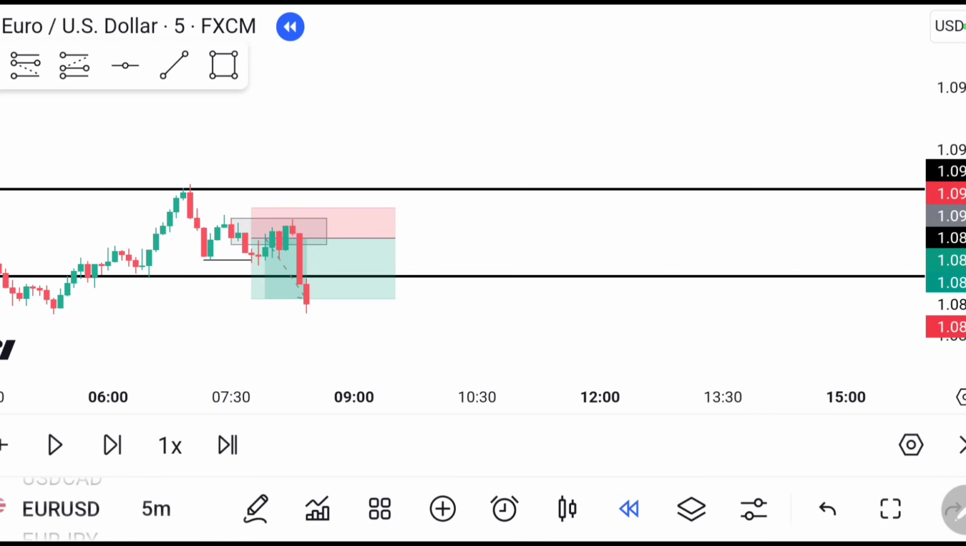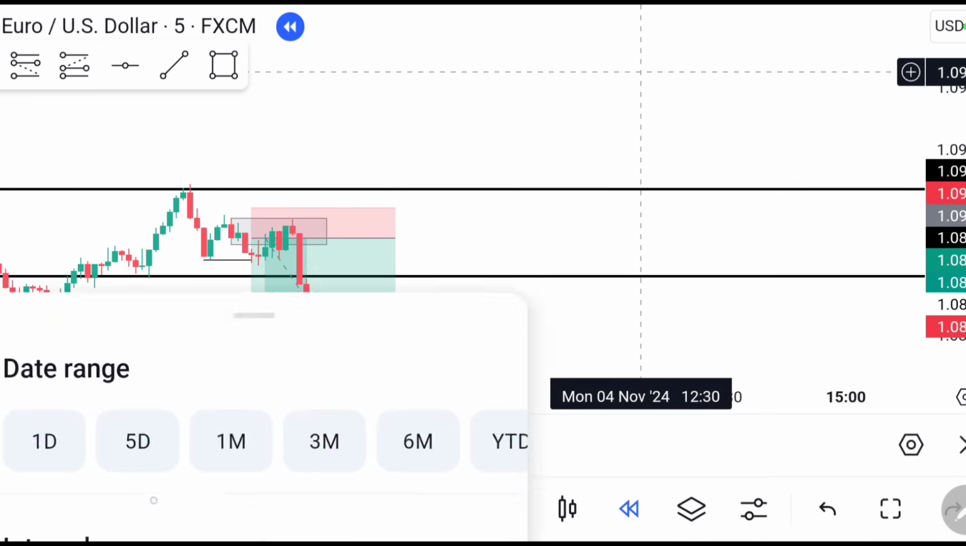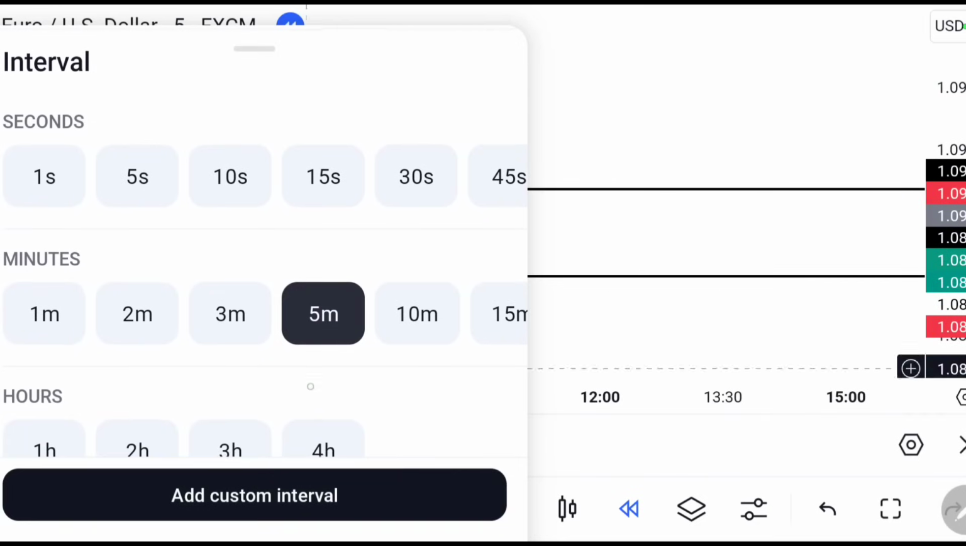You can see how this setup played out so beautifully. This is the candle range. This is our sweeping candle, on a higher time frame or on a lower time frame. You can see our candle range high was swept. We now have our break of structure and the mitigation of our supply zone. Okay, so let us move back to the higher time frame to see how the three candles have formed.